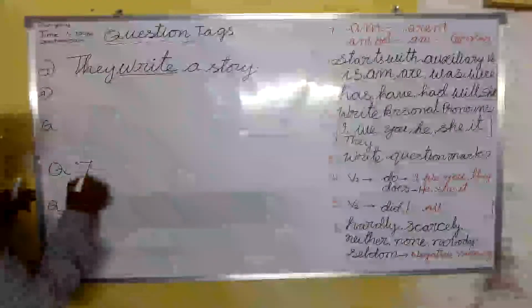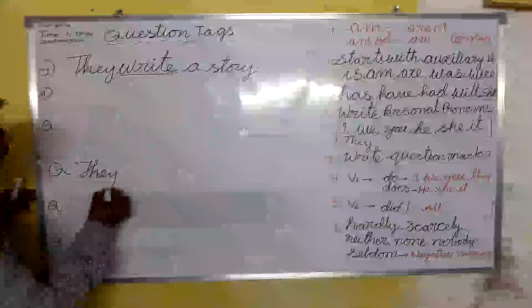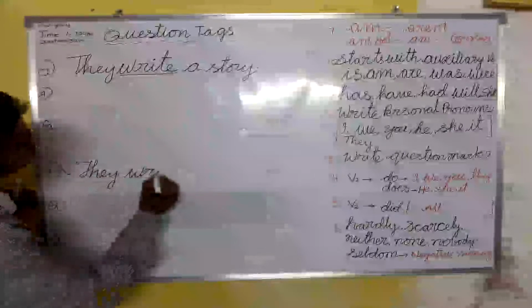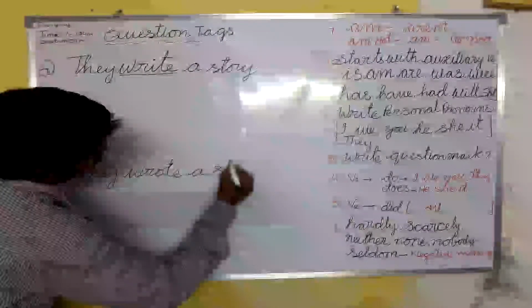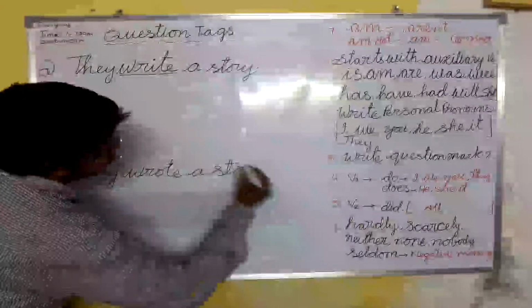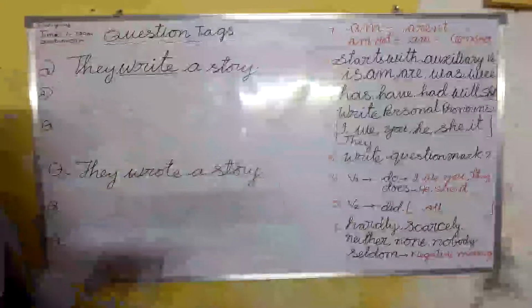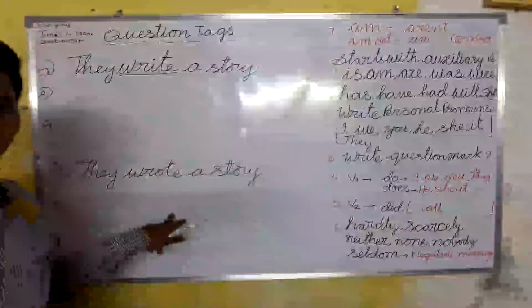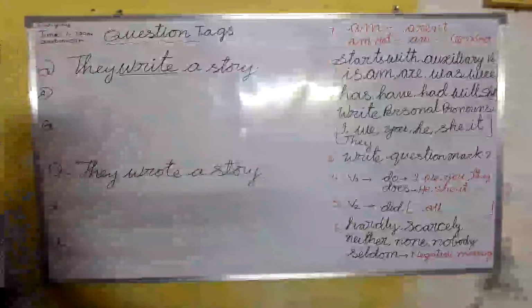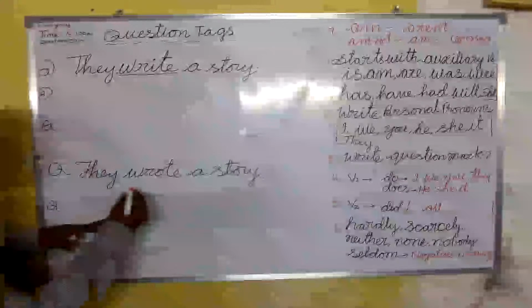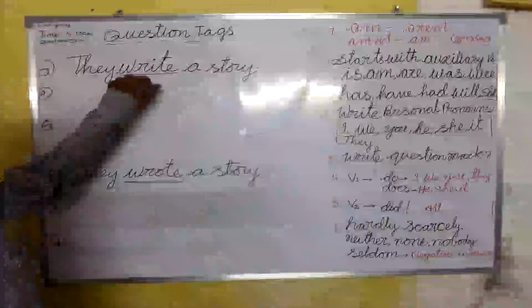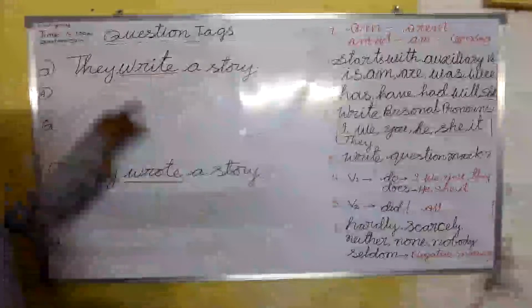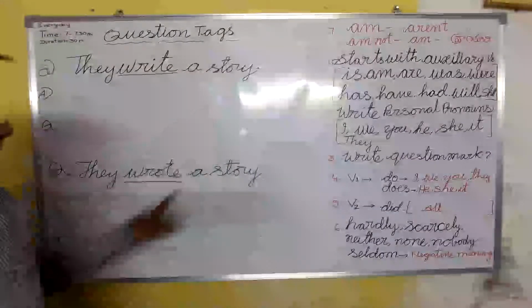See another example. They wrote a story. Is there any helping verb here? No, we don't have any helping verb here. Then what do we do? You have to see the main verb here. Write and wrote. So this sentence is in present tense, and this sentence is in past tense.